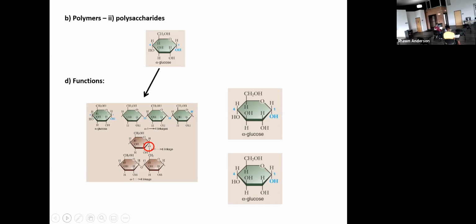All right, so we're going to form a bond between a 1 and a 6. So there's carbon 1, 2, 3, 4, 5, 6. This is carbon 6 on this alpha glucose. So that's what we're going to be forming a bond between.